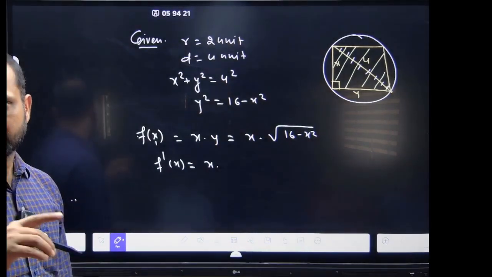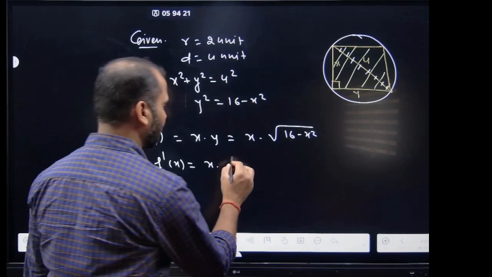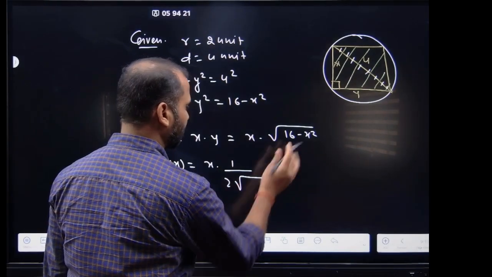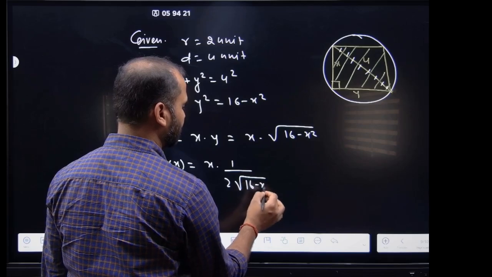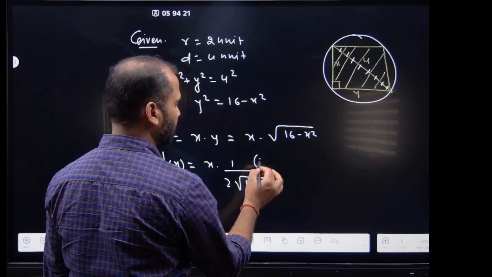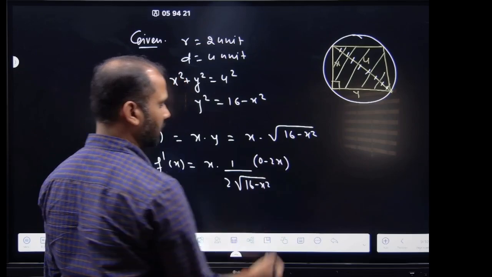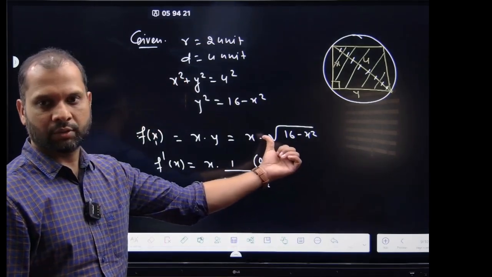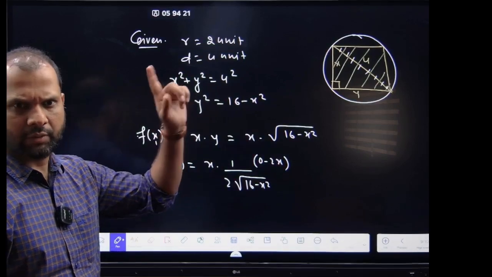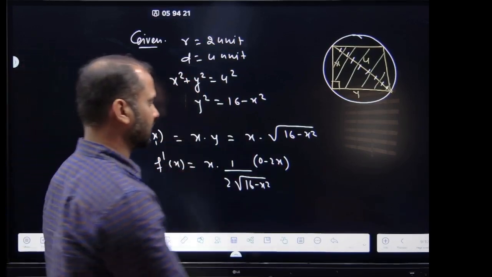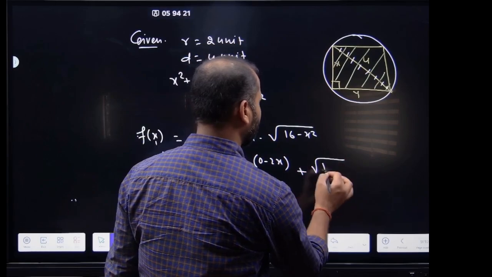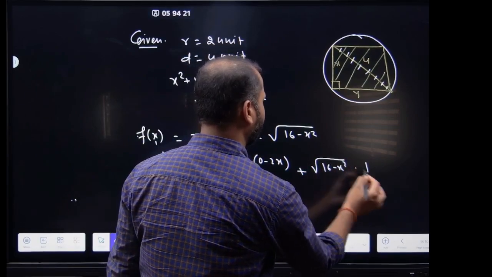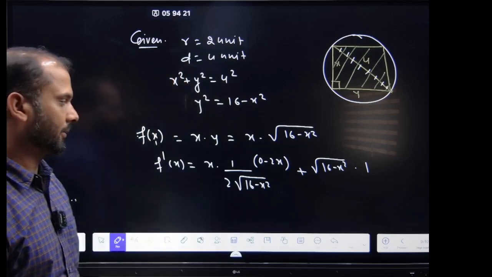Directly should I write? Power half, right? So directly you can write 1 by 2 root x. If root x is there, like this, 16 minus x square. What is the differentiation of the inside? How many of you understood this root under? Correct? Yesterday I was writing root x is 1 by 2 root x, plus this will be 16 minus x square into differentiation of x with respect to x, which is 1.